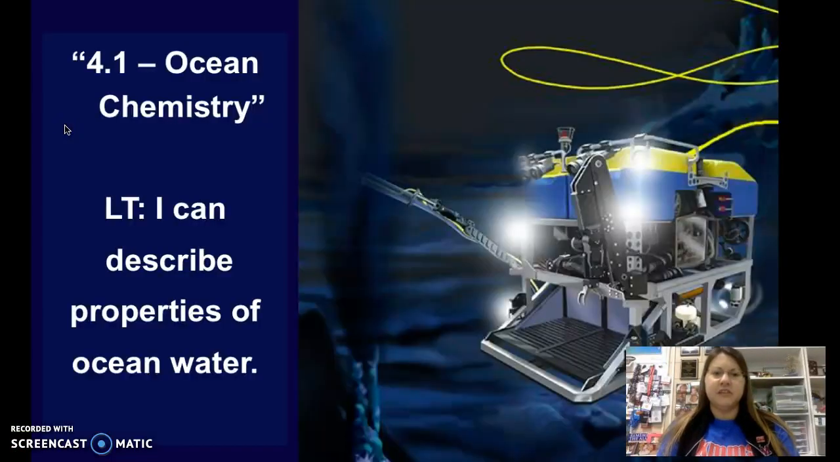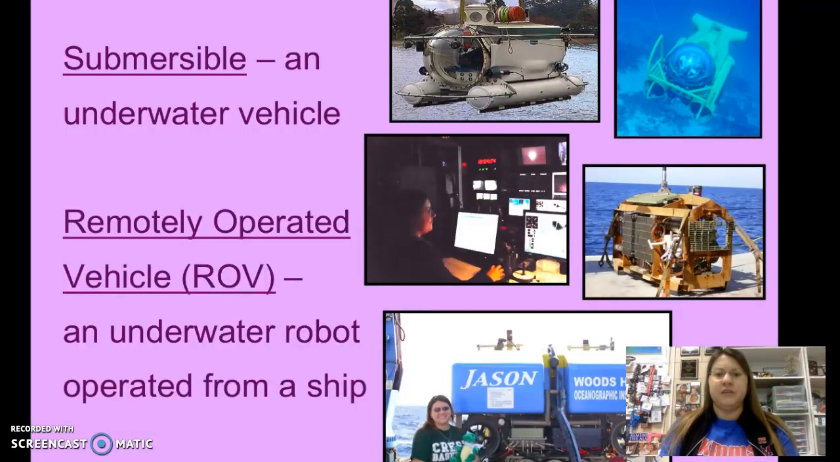Hi, super scientists. We're looking at ocean chemistry, and you're going to be learning how to describe the different properties of ocean water. We're looking at a couple different types of properties that relate to ocean water. So this is salt water since it's in the ocean.